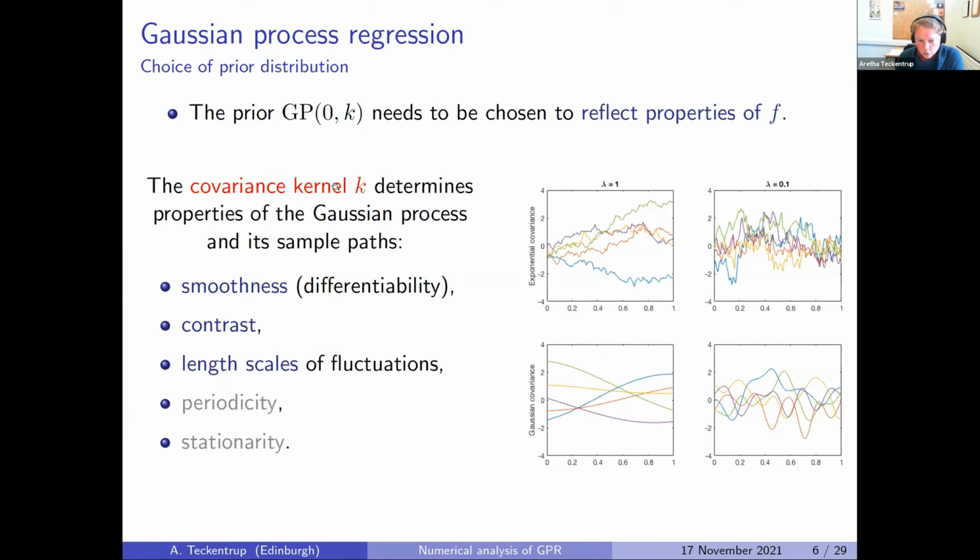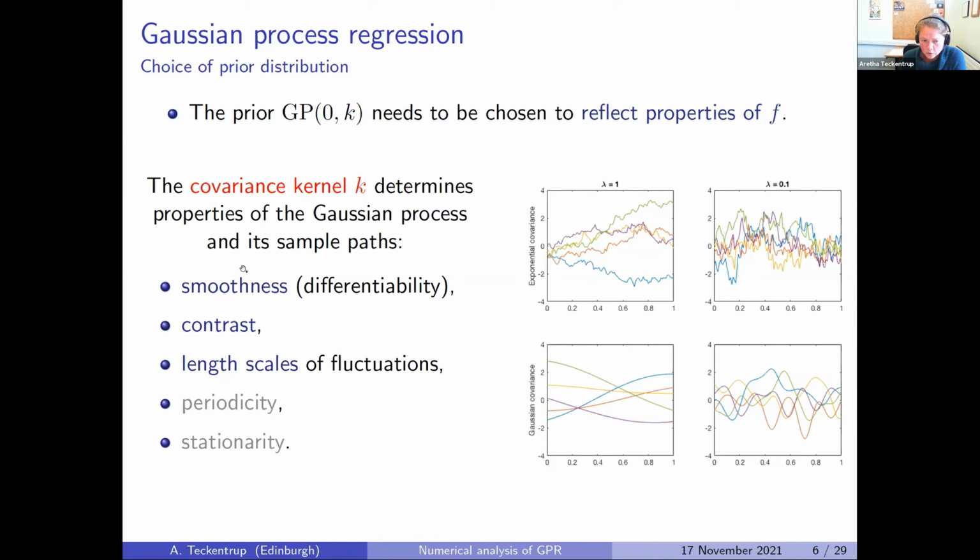The way that you choose your covariance kernel k is going to determine a lot of different properties of the sample paths of your Gaussian process. I've given you some examples here. Each of these 4 graphs shows you 5 different sample paths from a different Gaussian process, and you can already see that those sample paths look very different.